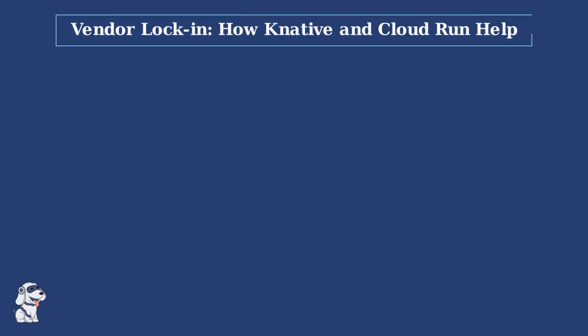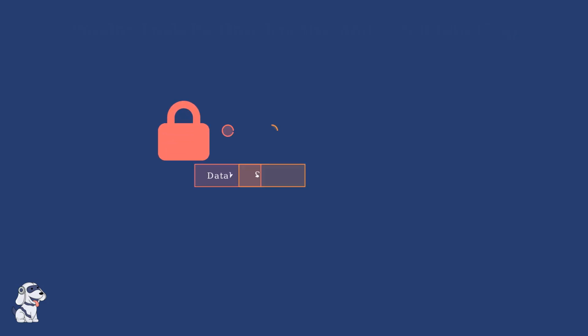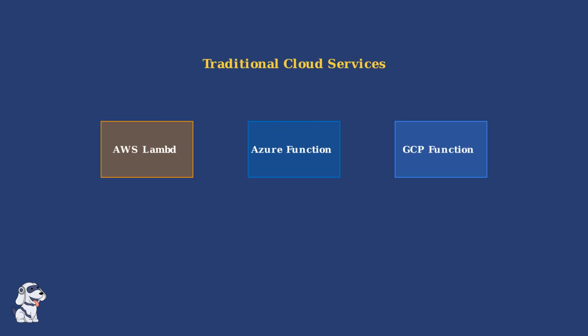Vendor lock-in is one of the biggest concerns organizations face when adopting cloud services. Today, we'll explore how Native and Cloud Run help you avoid this trap and maintain application portability. First, let's understand what vendor lock-in means. Vendor lock-in occurs when you become dependent on a specific cloud provider's proprietary services, making it difficult and expensive to switch to another provider. Traditional cloud services often create lock-in through proprietary APIs, custom configurations, and vendor-specific features. For example, AWS Lambda functions use Amazon's specific event format and deployment model.